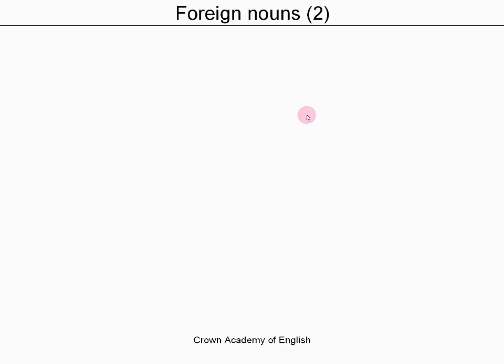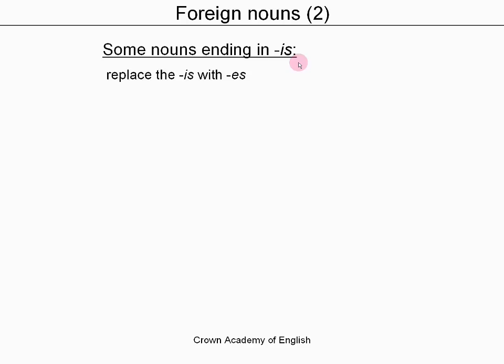And we also have another group of foreign words which end in -is in the singular. For those words, in the plural, we change the -is to -es. So, for example, axis becomes axes. We pronounce it "eez" at the end. Axis, axes.